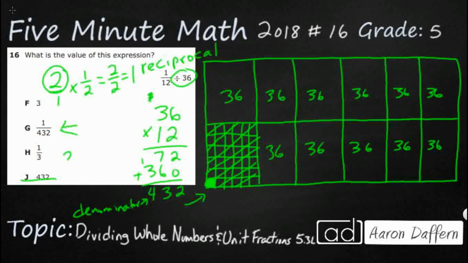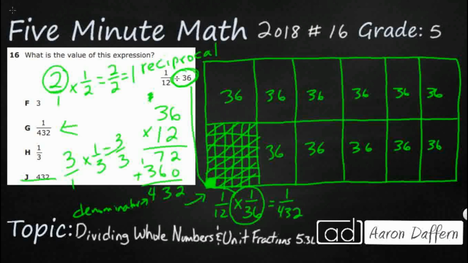Same thing happens with 3. If I want to multiply 3 and get it back to 1, its reciprocal is 1/3. And here's the nice thing. When you divide by a number, it's the same as multiplying by the reciprocal. So I'm going to take my 1/12, and instead of dividing by 36, I'm going to multiply by its reciprocal, 1/36. So dividing by 36 is the same as multiplying by 1 over 36, and that's going to get you your 1 over 432. Your answer is G.